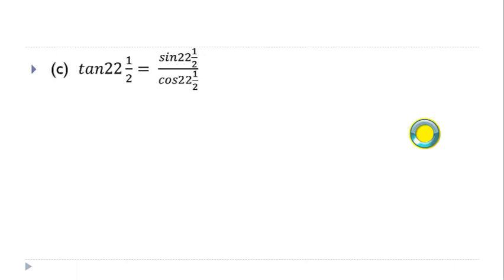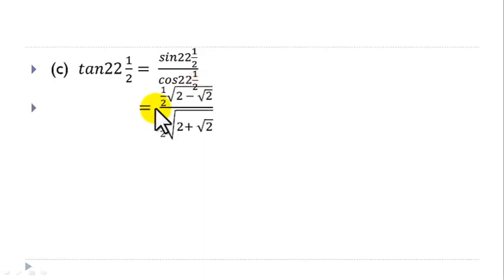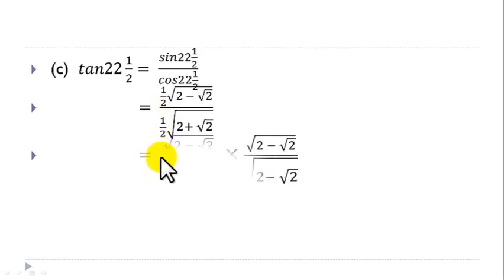(c) Tan 22 and a half is equal to sine 22 and a half all over cos 22 and a half. This is equal to half root 2 minus root 2 divided by half root 2 plus root 2. Half will cancel half, and this will give us root 2 minus root 2 all over root 2 plus root 2.